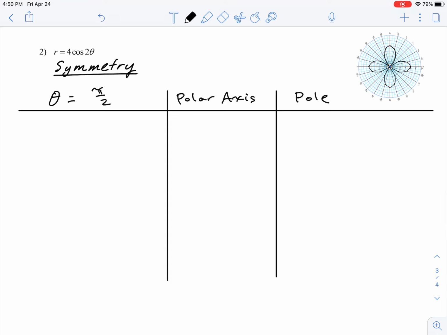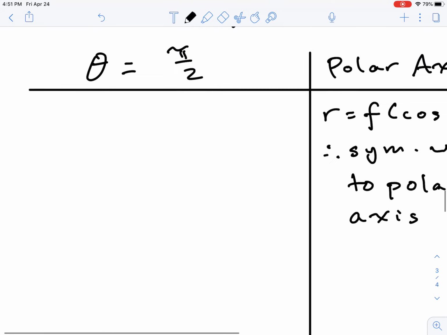Since we see that r is a function of cosine, in this case 2θ, but nevertheless a function of cosine θ, we can say right off the bat that because r is equal to a function of cosine θ, it's always going to be symmetric with respect to the polar axis. That's really just due to the nature of graphing with cosine. Anytime you graph with cosine, you are going to get points that are symmetric with respect to the polar axis. You're going to have positive and negative values for r in the same exact spots for our angles θ. So since we know this is true, we can jump right away to checking for π/2 and seeing whether or not it's symmetric with respect to the pole. Let's start with π/2.